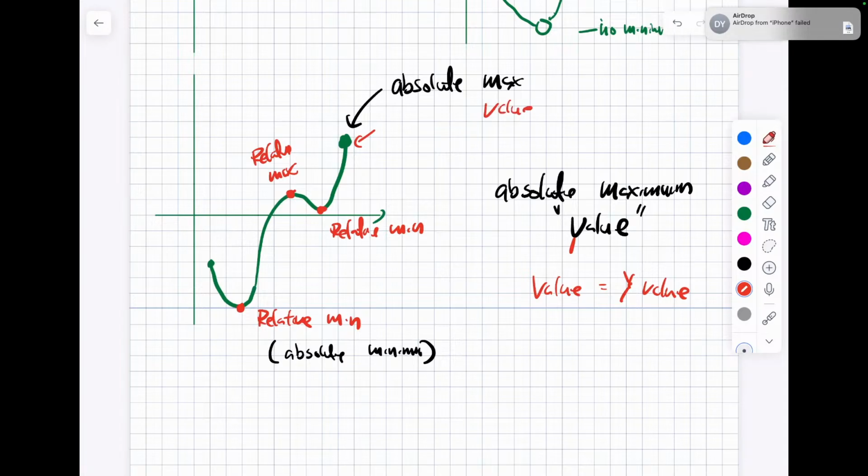The value is equal to 5, not equal to 10, because 10 is where it occurs, but the value is going to be 5. The minimum value here is going to be -6, because if the AP exam ever asks you for value, then you have to say that's the y. That's why I draw a line here. It's y, not just a value. So value equals y value. Make sure you know that on the AP exam they look for that. So if they ask, what's the absolute maximum value? You're going to give a y, not an x.